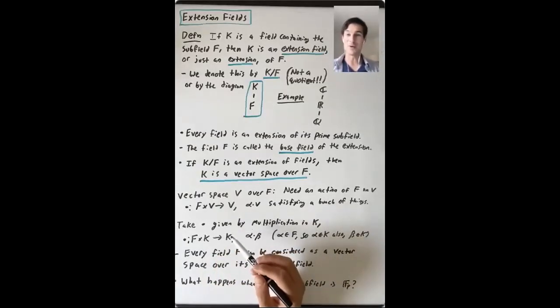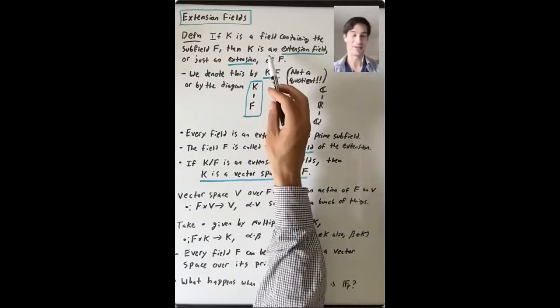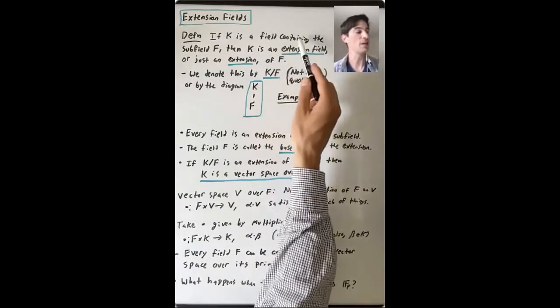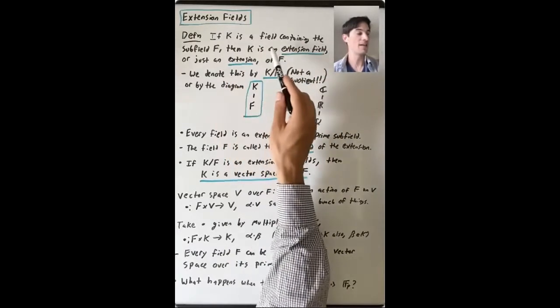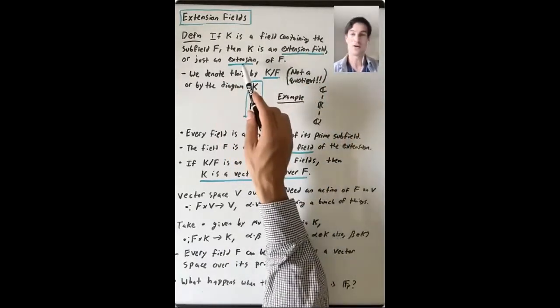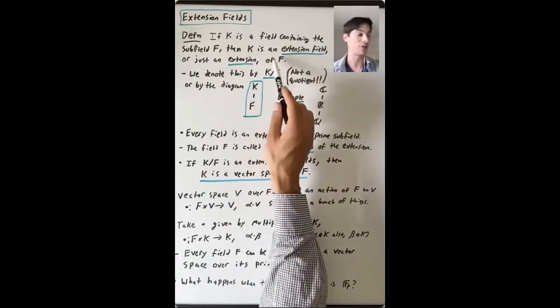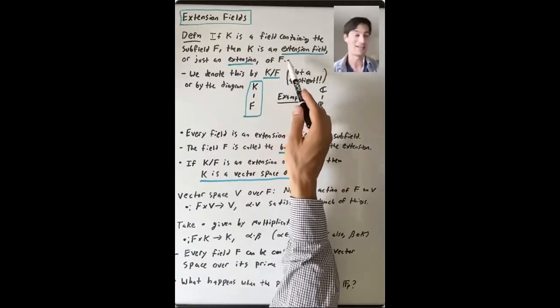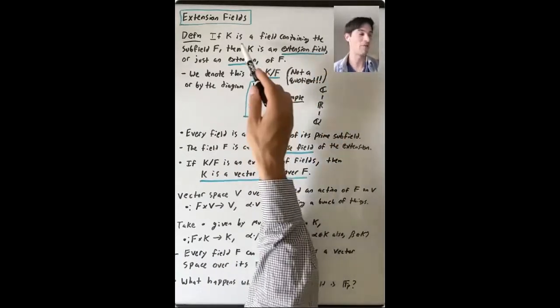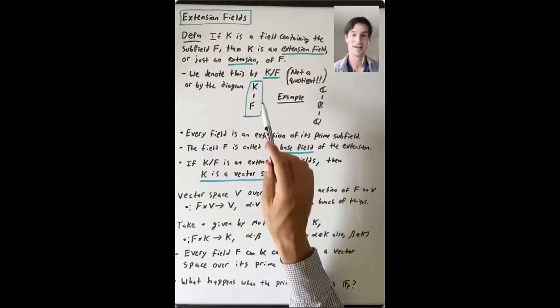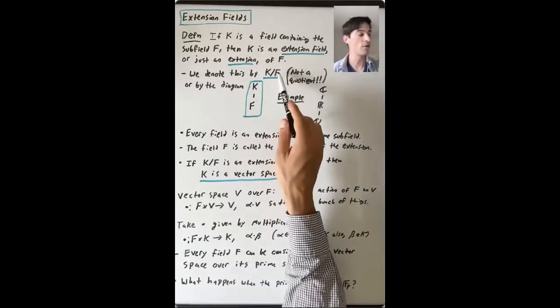In this video, we want to talk about extension fields. So first, let's give a definition. If K is a field containing the subfield F, then K is an extension field, or sometimes we'll just say an extension of F. So what is an extension field? You just have one field containing another field. And we denote this by K over F.